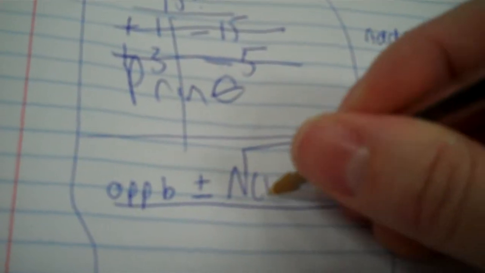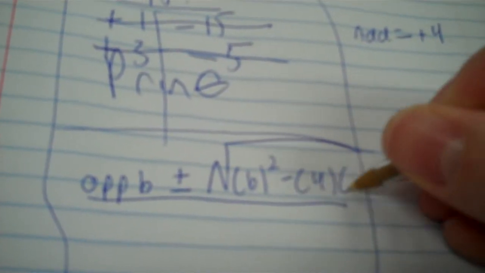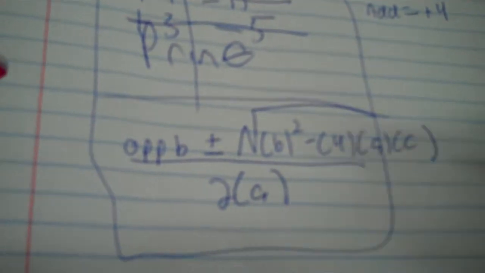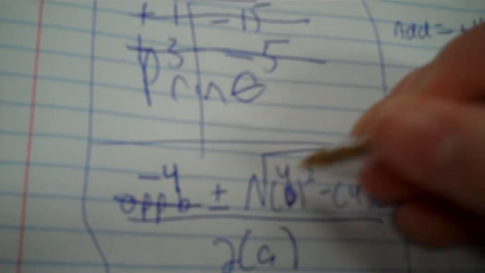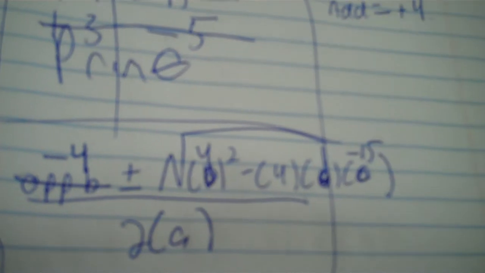So opposite of B, plus or minus the square root, b squared minus 4ac over 2a. So the opposite of plus 4 is minus 4. B would be 4, and then a would be 1, and c would be negative 15. Now this a right here would be 1. So negative 4. 2 times 1 we know is 2.